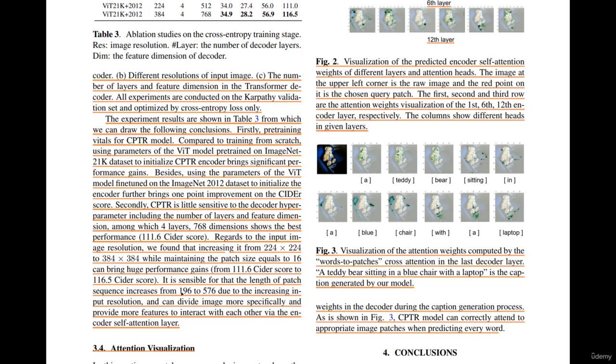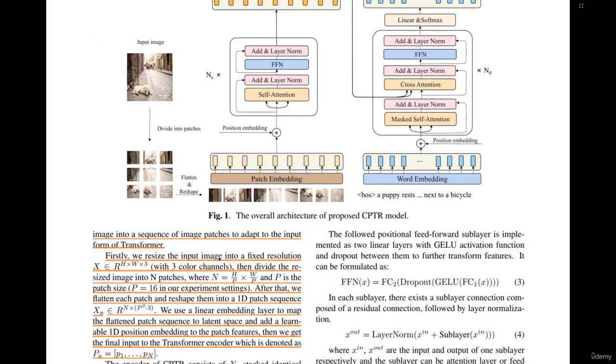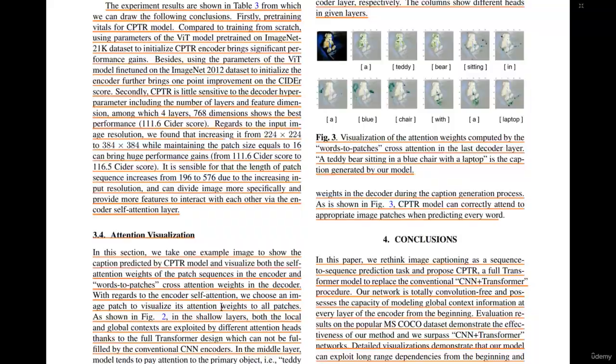Now, the way they obtain this 196 is simple. You take 224 divided by 16 times 224 divided by 16, you have 14 times 14, since 224 divided by 16 is 14. Recall our formula from what was given here. So basically, we obtained the 196 from this formula. Then when H and W equal 384, we have 384 divided by 16 times 384 divided by 16, which is 576. So we'll get back to this.